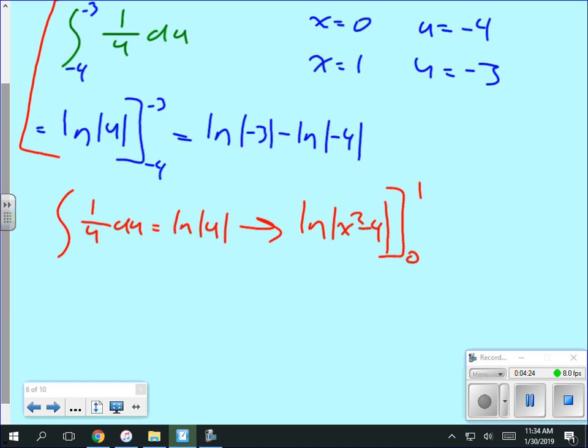I am an advocate for changing your bounds. Then you never have to worry about going back again. You don't have to worry about substituting back your x values. That's what I prefer, but it doesn't really matter either way. You'd end up getting the same answer because you plug in 0 and plug in 1, and you get -3 and -4. Same thing.